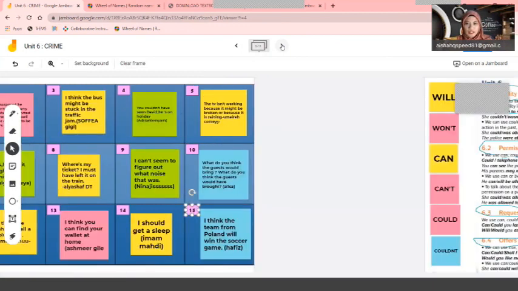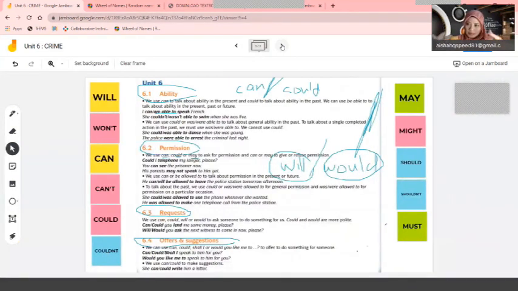Next. All right, when I presented some input, we discussed that modals are used to describe ability, to give permission, requests, offers and suggestions. I was able to ask them, what is the difference between can and could? When do we use can and could? When do we use will and would? Their responses came in orally as we were going through the Jamboard.